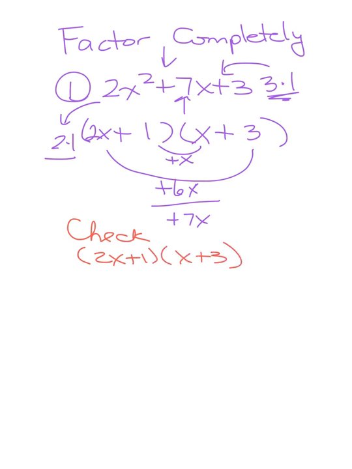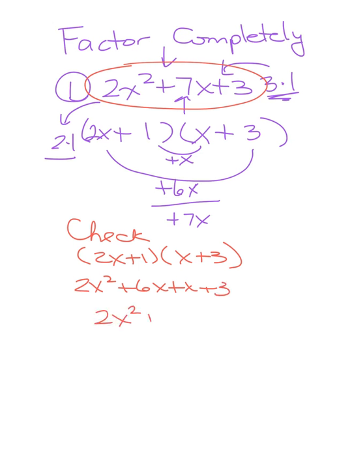And then I can check my answer using FOIL, and in the end, I should get the original trinomial that I started with. So my first is going to be 2x times x, which is 2x squared. My outside gives me 6x, my inside gives me 1x, and my last gives me 3. When I add my like terms, I get 2x squared plus 7x plus 3, which is my original trinomial, so I know that I factored it correctly.